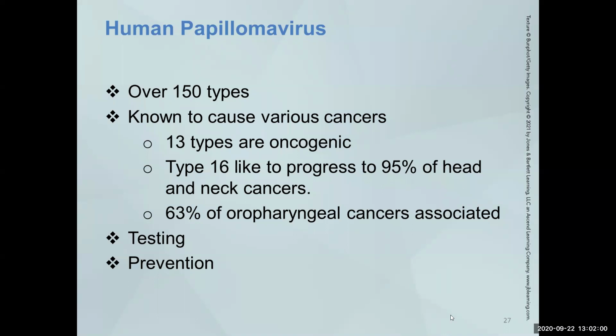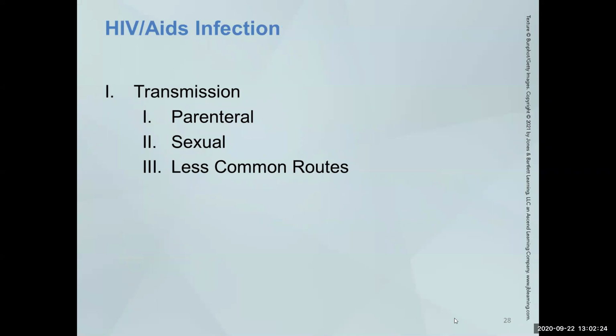Type 16 is linked to 95% of the head and neck cancers, and 63% of the oropharyngeal cancers are associated with type 16. So this is something we spend time talking about with our teen and preteen patients, because they think if they're not actively having intercourse, that they're still being safe, and they're not.